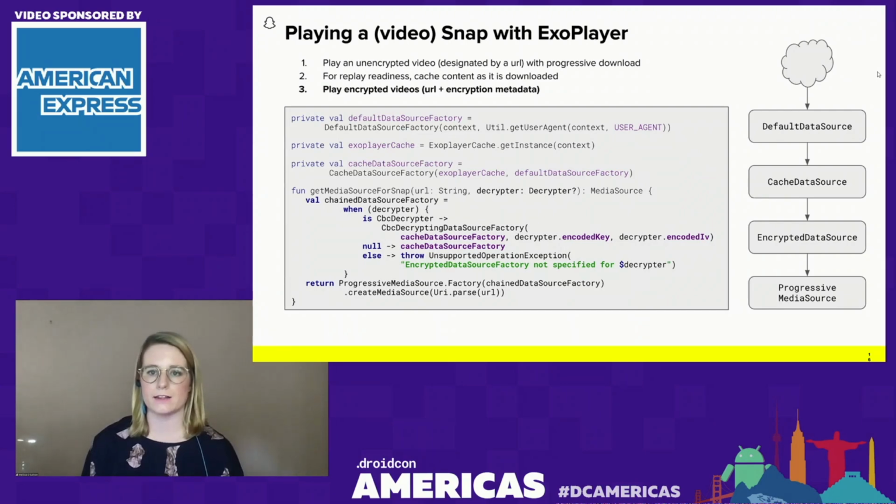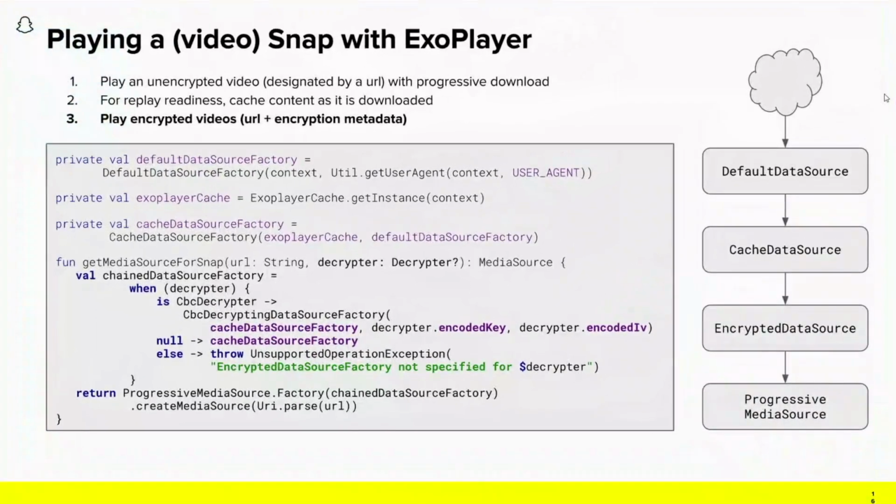Finally, we add the decryption layer. In this example, getMediaSourceForSnap has an additional parameter, decryptor, which contains decryption metadata. In getMediaSourceForSnap, if a decryptor is included, the appropriate decrypting data source factory will be added to the chain. The media source returned will retrieve the content from the cache if available, or the network otherwise, decrypt the content, and progressively play it.